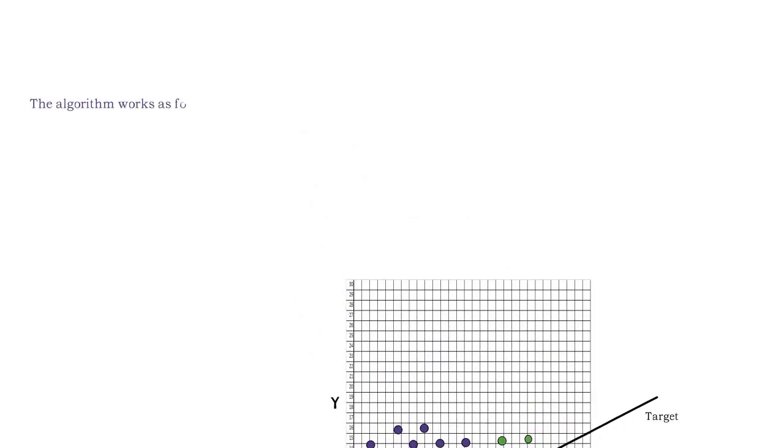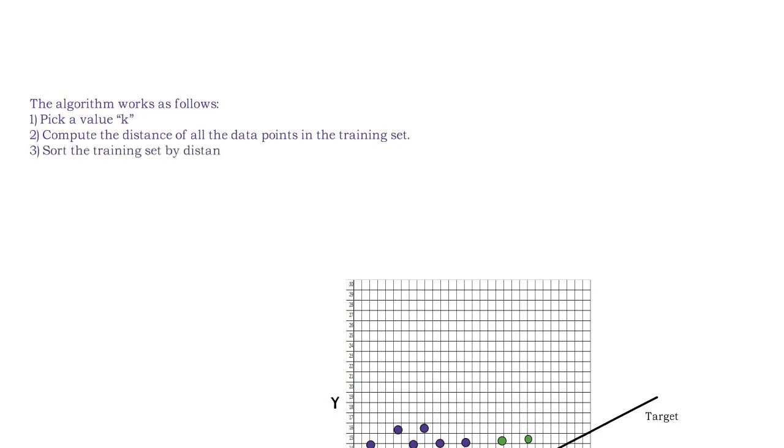Now let's discuss the steps involved in this algorithm. Firstly, a default value of k is picked. The distance of all the data points in the training set is computed using the Euclidean distance method, which we already know. The distances are then sorted.